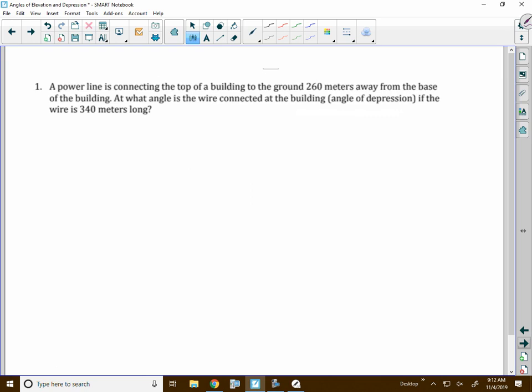So, number one, a power line is connecting the top of a building to the ground. Let's go ahead and draw that. Here's our building. That's straight up and down. Then we have a wire that's connecting to the ground. Oh, look at that, a triangle.